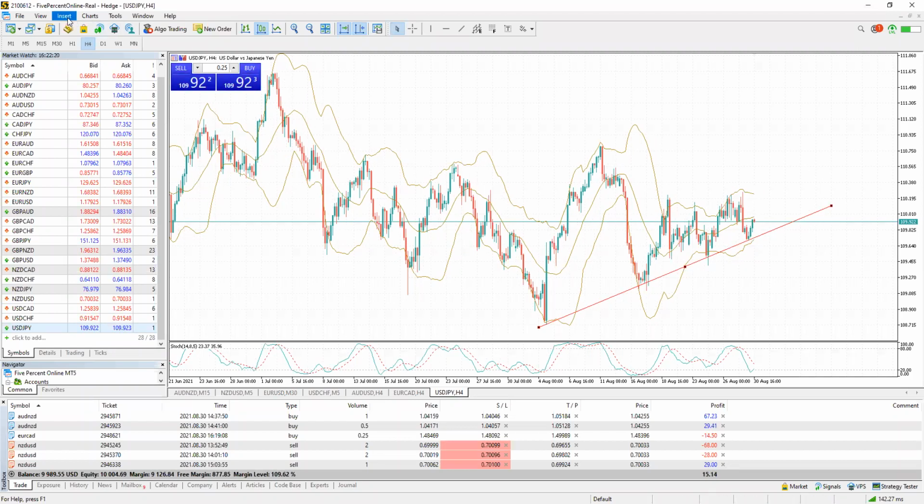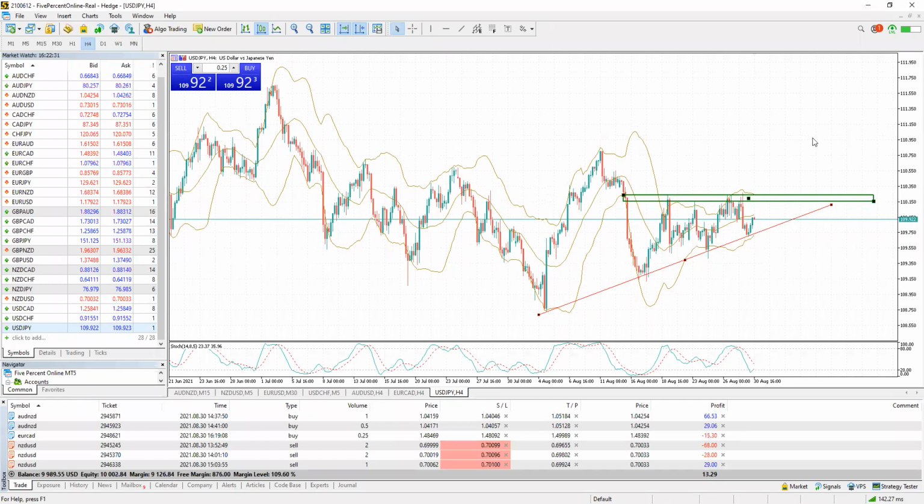We also have this supply zone that creates a resistance. So actually there is nothing to do on the H4 for now. You have to see if we can make a break, and if we break, you can wait for something like that: a break here, a retest, and then you can enter a buy position here. Actually the trend is up on the H4, so this can be an opportunity to take this week.